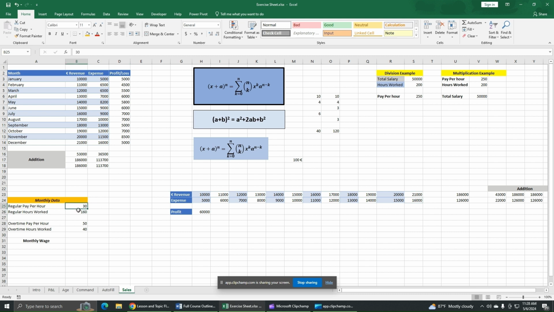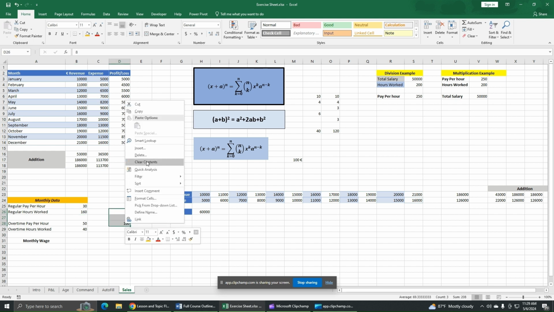He earns 30 per hour. This is regular pay. Okay, and he earns 50 if he works overtime. He earns a little bit more than his regular pay, and in that month he worked a total of 160 hours. How was this 160 generated? For example, he worked 8 hours a day. That means 5 days in a week, 5 into 8 is equal to 40 hours in that week, and there are 4 weeks in a month, so 40 into 4 is equal to 160. So this is how 160 is generated.